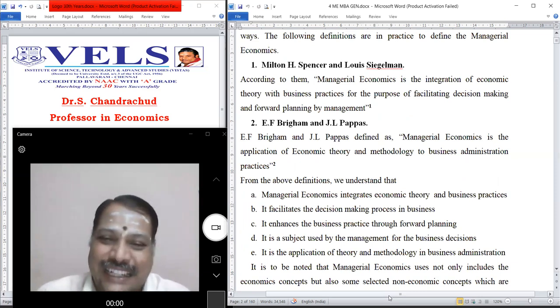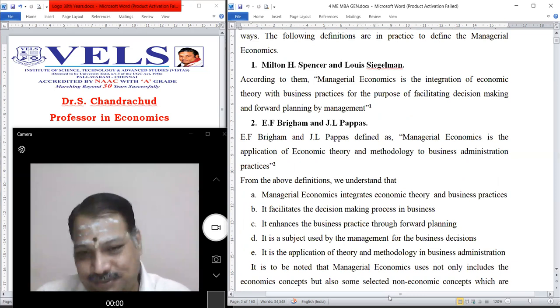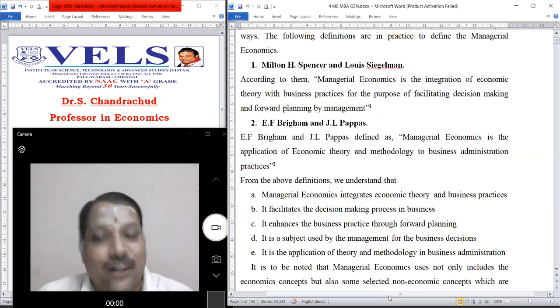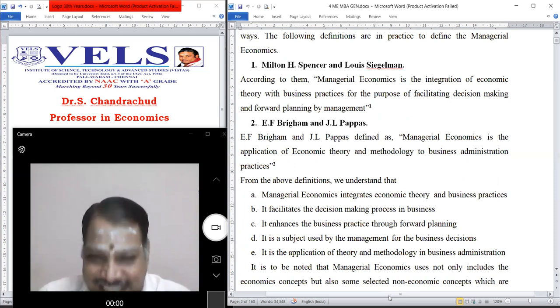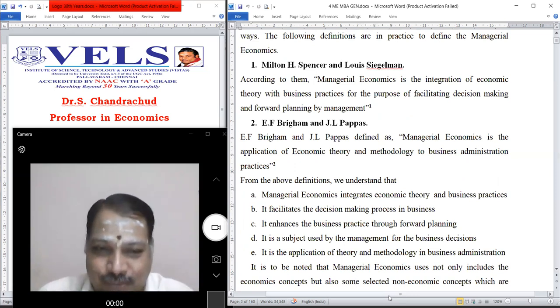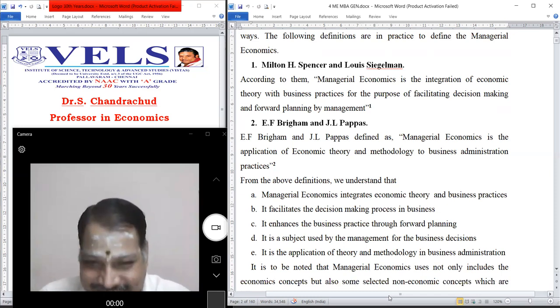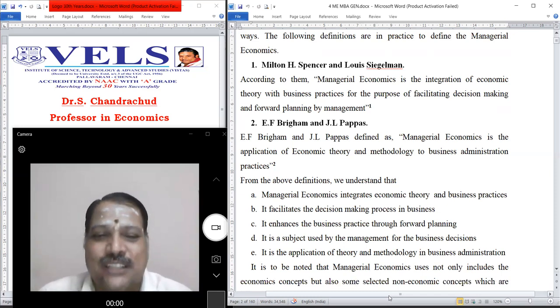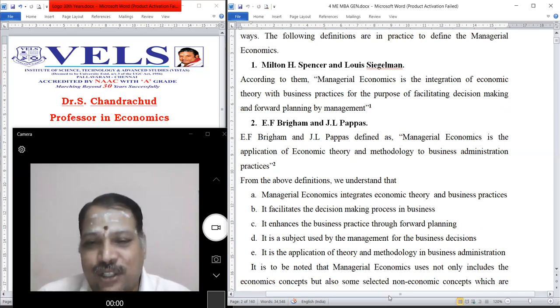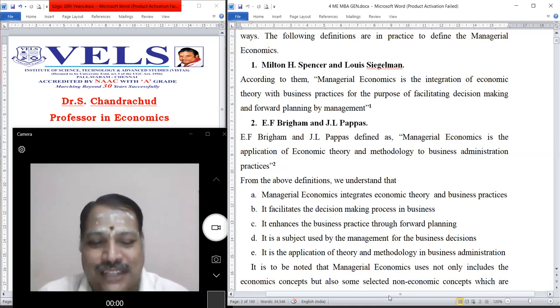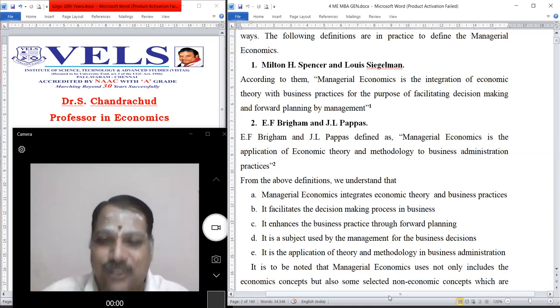From the above definitions, what we understand is that managerial economics integrates economic theory and business practice. Number two, it facilitates the decision-making process in business. The third one, it enhances the business practice through forward planning. And it is a subject used by the management for business decisions. It is the application of theory and methodology in business administration. So we have to keep these five points. This is the meaning of managerial economics based on the above two definitions.